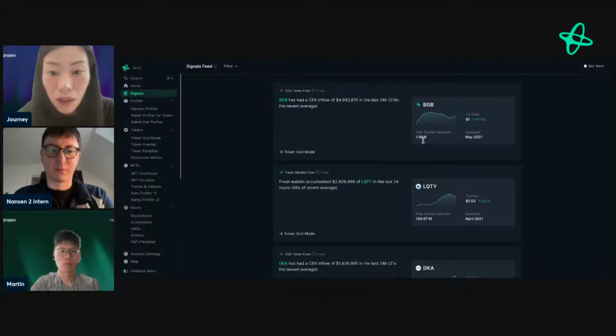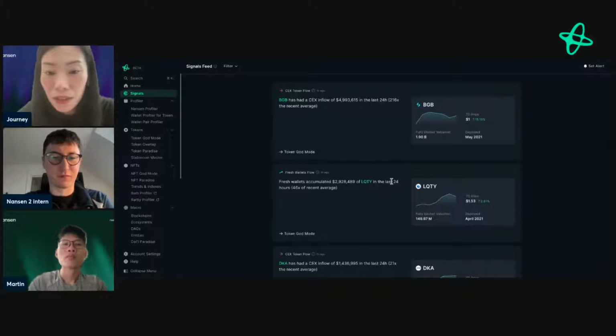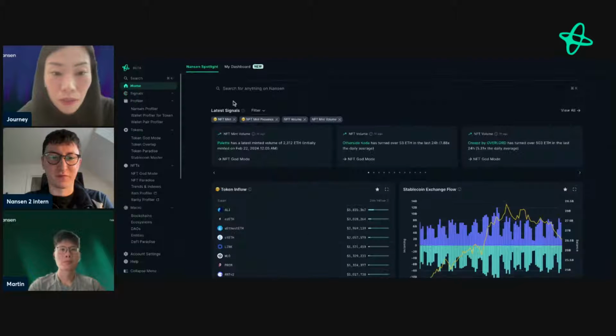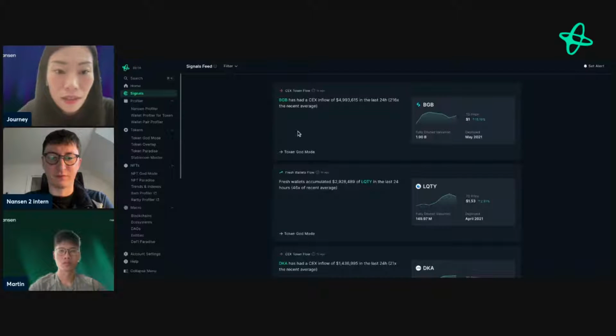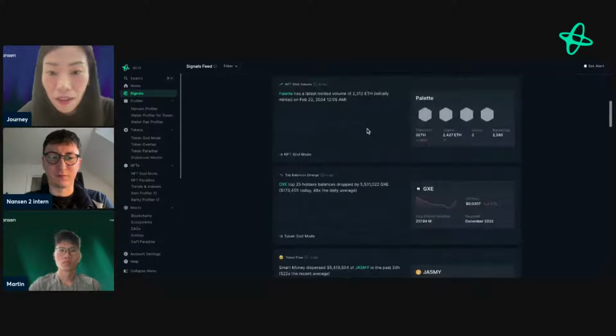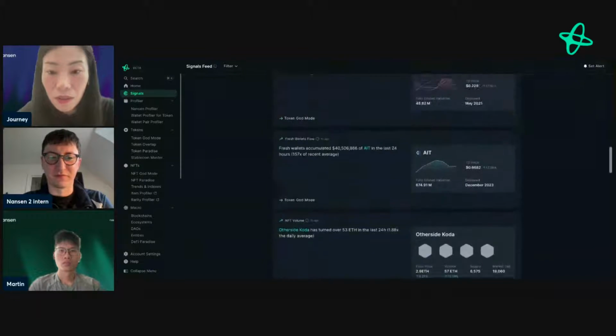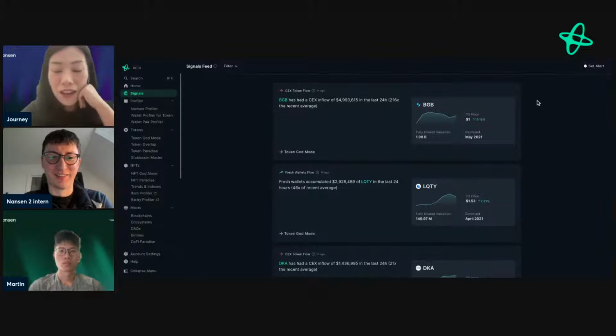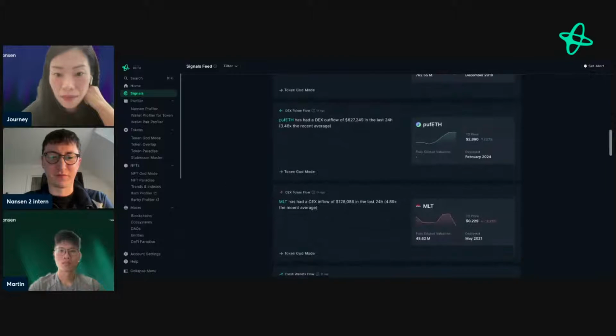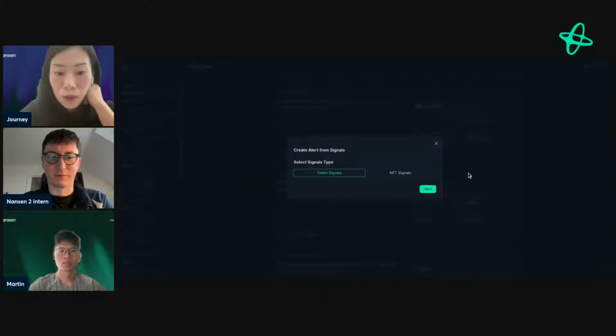that we have actually implemented Smart Alerts for signals. So what you can do is simply go to the homepage and click View All, and on the signals feed, this is where you can receive all the latest feeds on all the signals that have been generated in the last day or so. Click Set Alert, and there are two types of signal alerts: one is for tokens, and the other one is for NFTs.